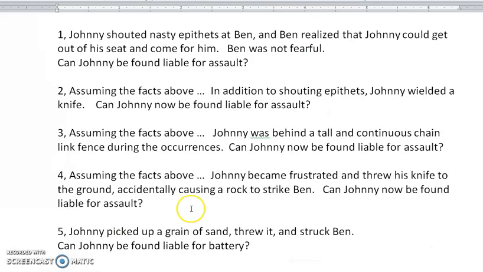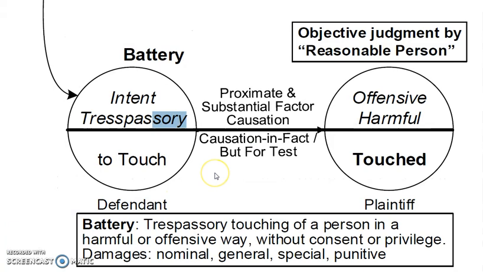Now, we go to number 5. Johnny picked up a grain of sand, threw it, and struck Ben. Can Johnny be found liable for battery? Well, in this case, the contact is very slight, in fact, caused by only a grain of sand. However, we'll go back to the definition of battery, and we find this, that the defendant Johnny, in fact, with trespassory intent, that is, intent to trespass on the person of Ben, performed an action to touch. This grain of sand did, in fact, cause a contact on the plaintiff Ben.